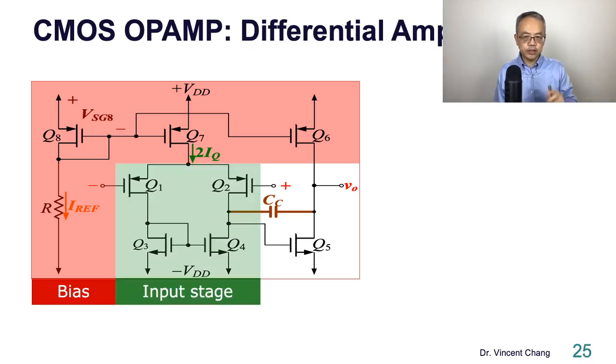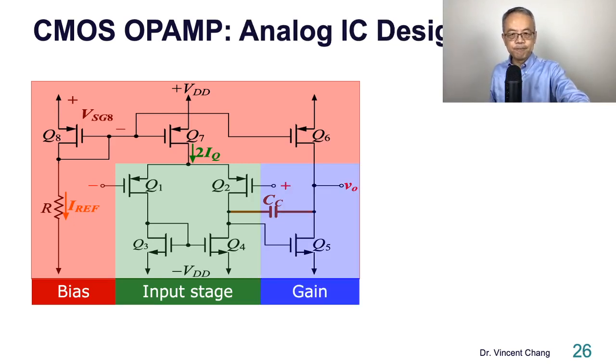The first stage is similar to the bipolar technology: the input differential stage, which senses the difference between the 2 input signals. And similar to the bipolar technology, the second stage is the gain stage. The comprehensive knowledge will be taught in more advanced design courses like analog IC design.